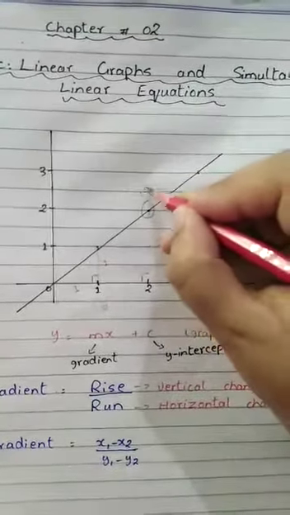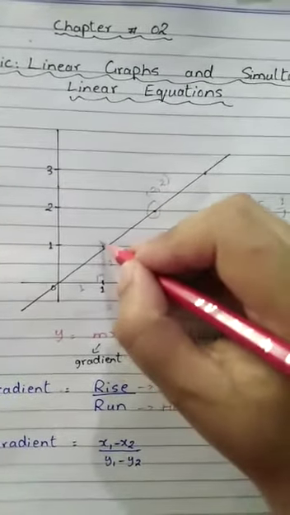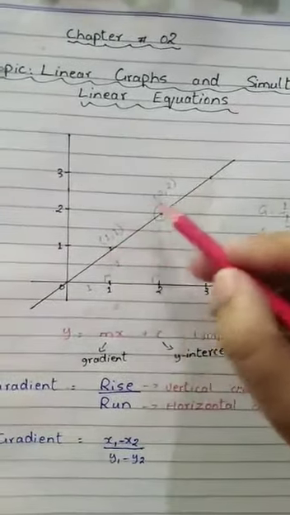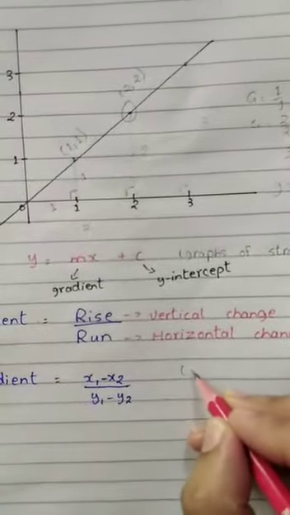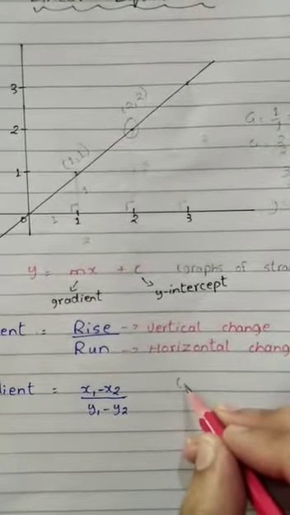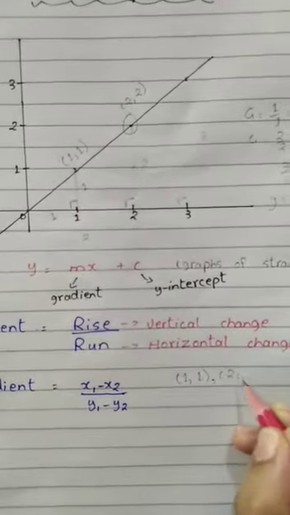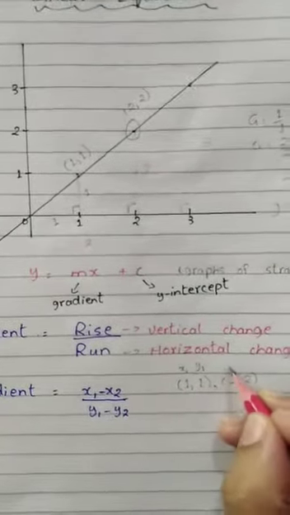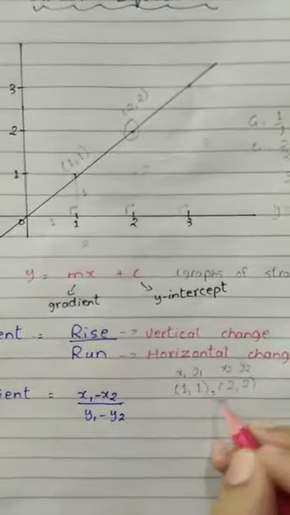So suppose I take this point, then the coordinates of this point, first we take x, x is 2 and y is also 2. So the coordinates of this point are (2, 2). And if I take this point, then the coordinates of this point are (1, 1). So we have (1, 1) and (2, 2). How will you find the gradient? You can keep any coordinate in the first position, it doesn't matter. Suppose I keep (1, 1) in the first place and (2, 2) in the second place, so this is x1, this is y1, this is x2 and this is y2.